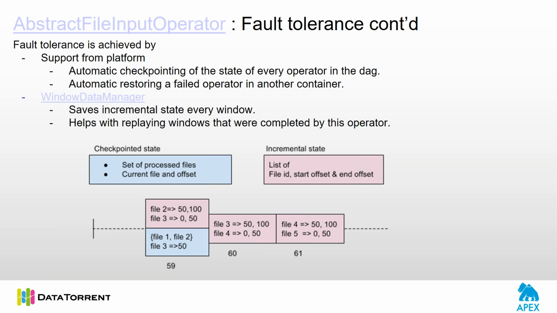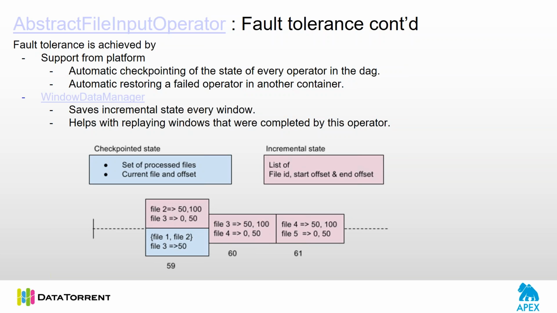So for example, assuming that checkpointing happens every 60th window, at the end of the 59th window, the operator state is checkpointed, which consists of file 1 and file 2 as processed files, and it also records file 3 as the last open file, which was read till offset 50. The incremental state will say that file 2 was read from offset 50 to offset 100, and file 3 was read from offset 0 to 50.